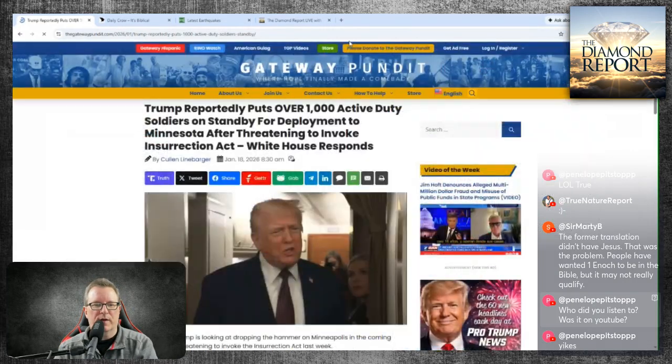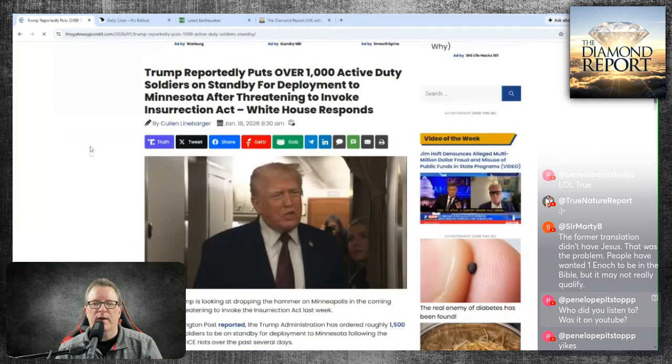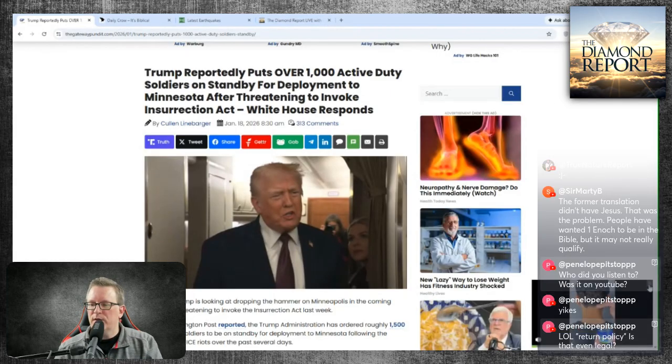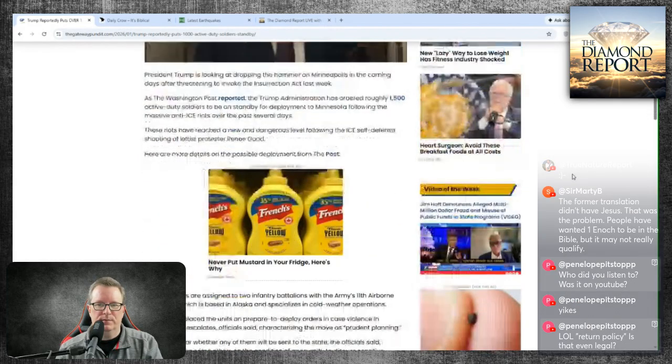All right, Gateway Pundit articles. We've got Trump reportedly puts over 1,000 active duty soldiers on standby for deployment to Minnesota after threatening to invoke the Insurrection Act. So we mentioned this earlier, and do we think he's going to hit the go button on this or not? I tend to think he probably will have to.